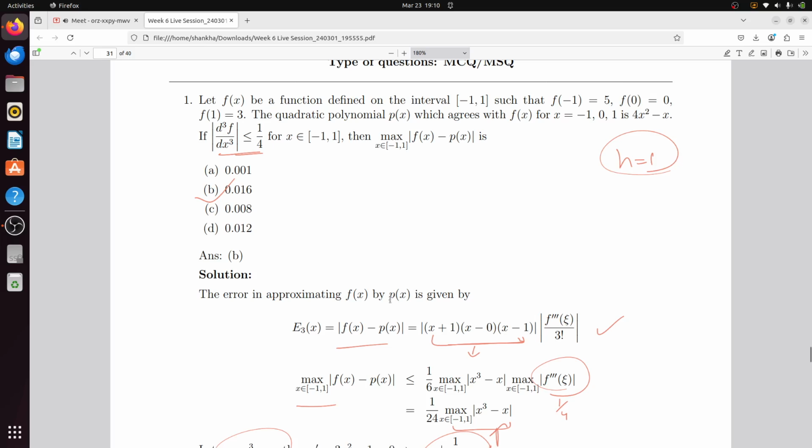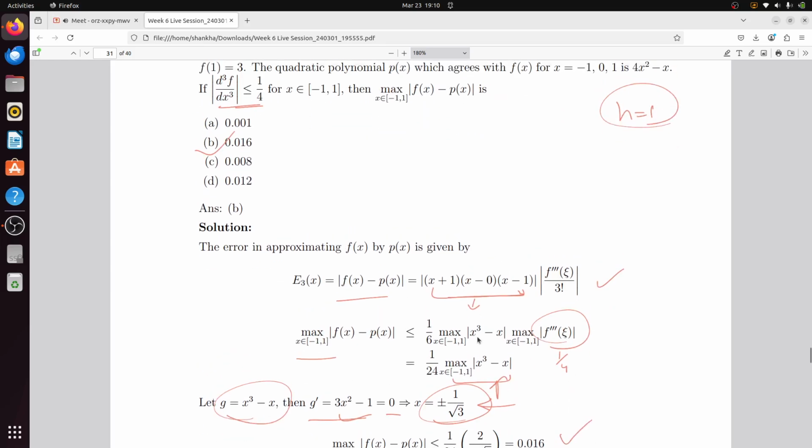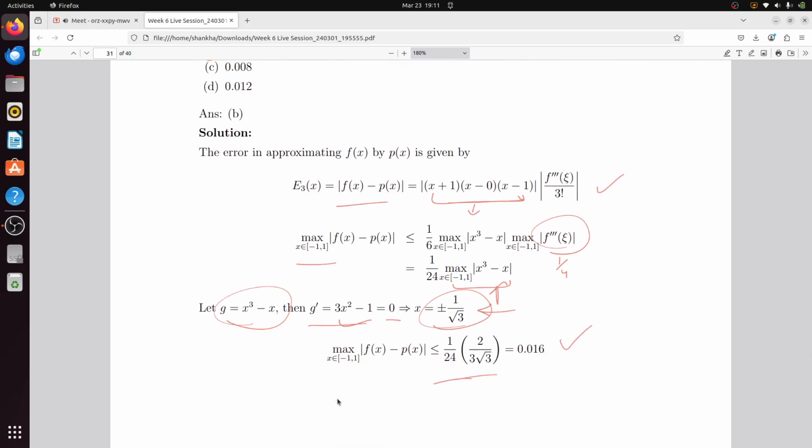And the error is the same as I have discussed for Lagrange's interpolation formula. So that will be x minus -1, x plus 1, into x minus 0, into x minus 1, then f triple prime xi, which is less than or equal to 1 by 4. Then it gets x cube minus x by 6, so that means 1 by 24, max of x cube minus x. Now how can you determine the maximum?